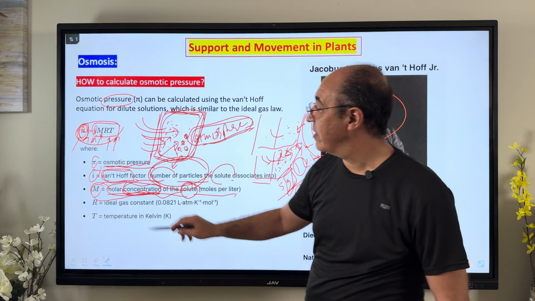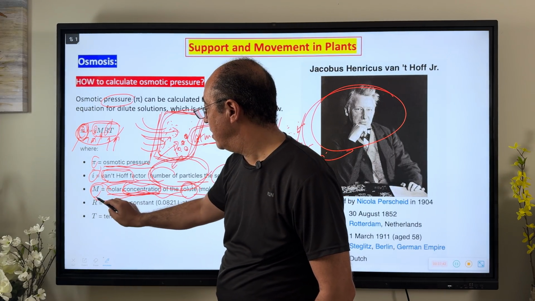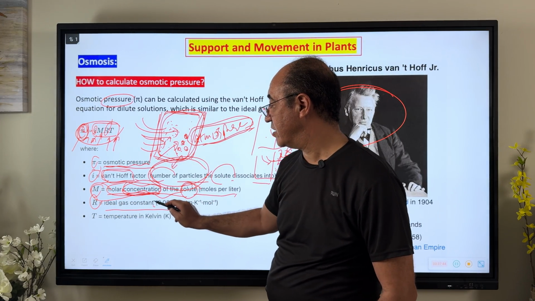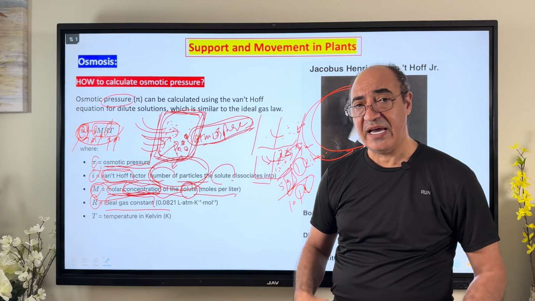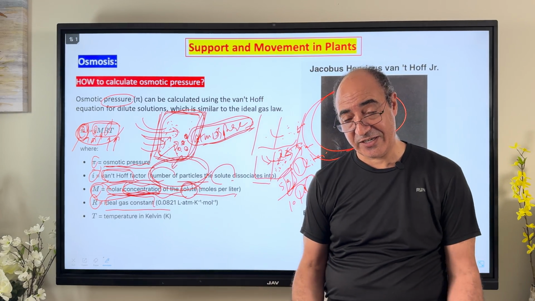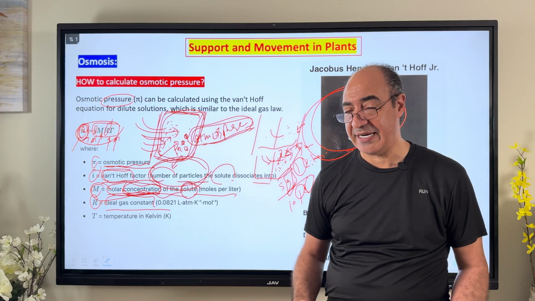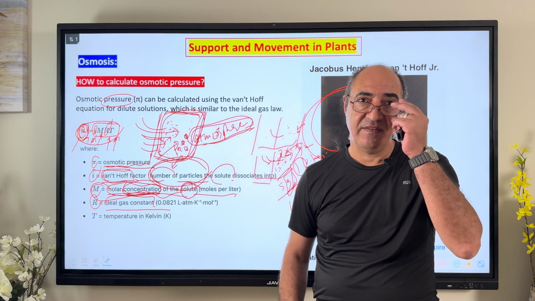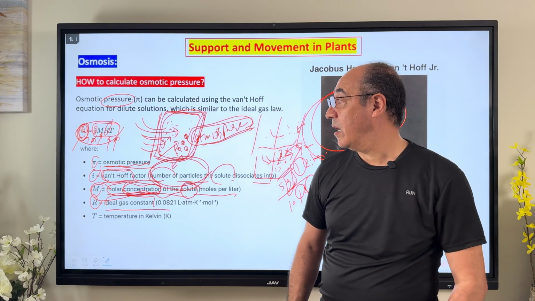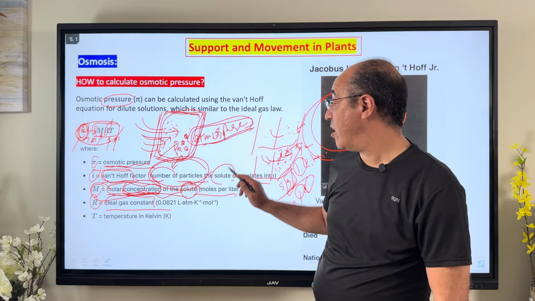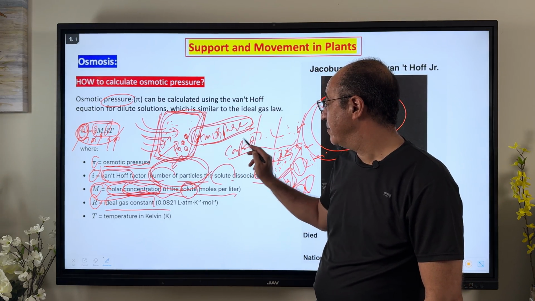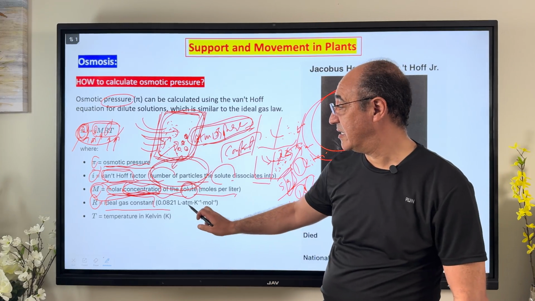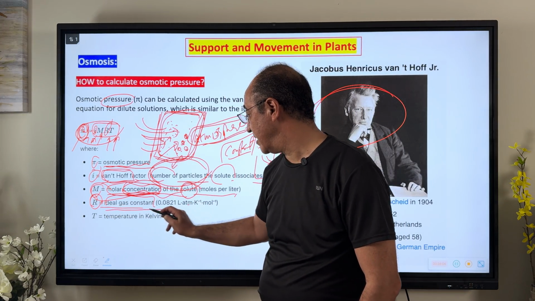And then the third item, R, is the ideal gas constant. This is just a constant that from his calculation came up with. If you've taken physics in year 1 and 2, you understand that most physical phenomena require a given constant for them to solve their equations. And in this case, we have an ideal gas constant that has a certain size.